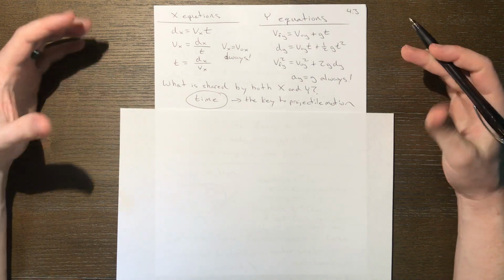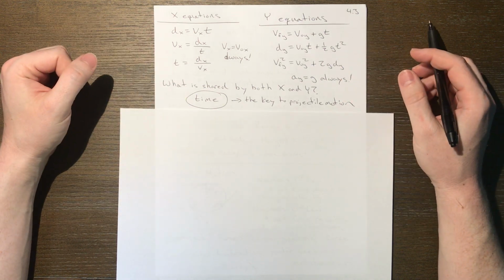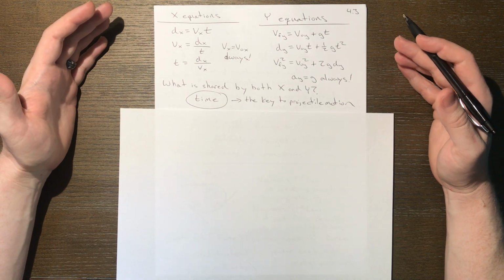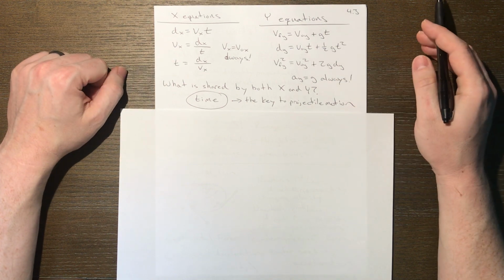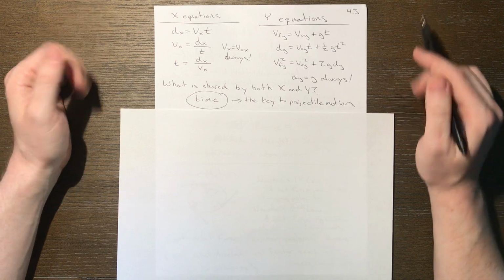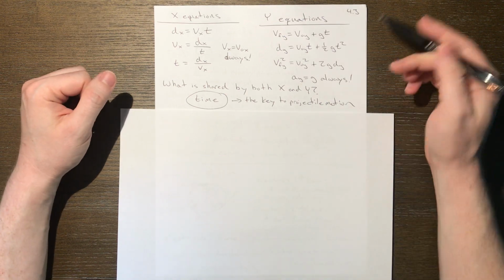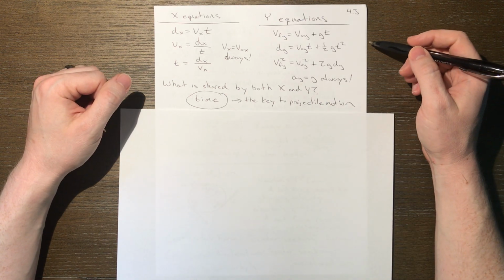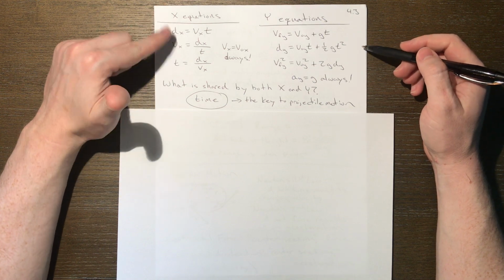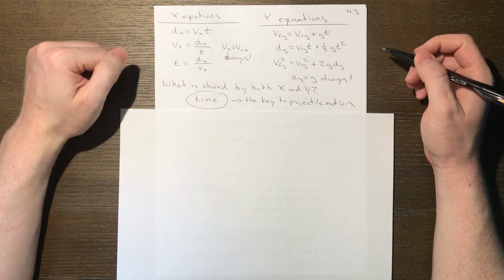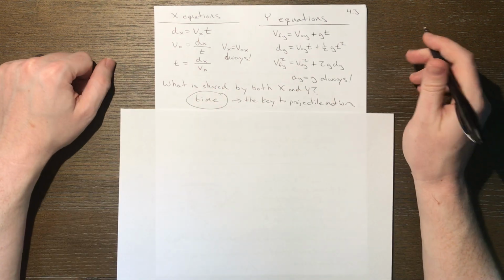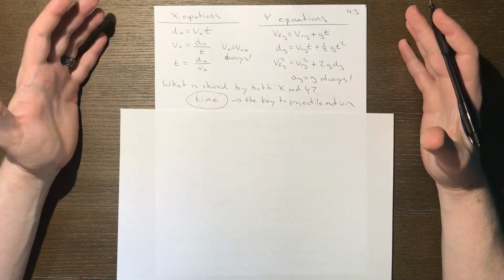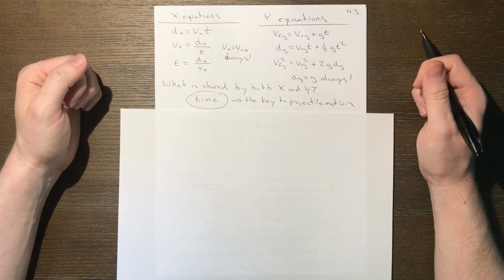So time is sort of what ties these two directions together. They share the same time. If 2 seconds has elapsed for x, 2 seconds has elapsed for y. This connection is usually the key to projectile motion equations. We're often going to use one direction to solve for the time, and then once we have that time information, we'll take it to the other direction and get whatever information we actually need to know.